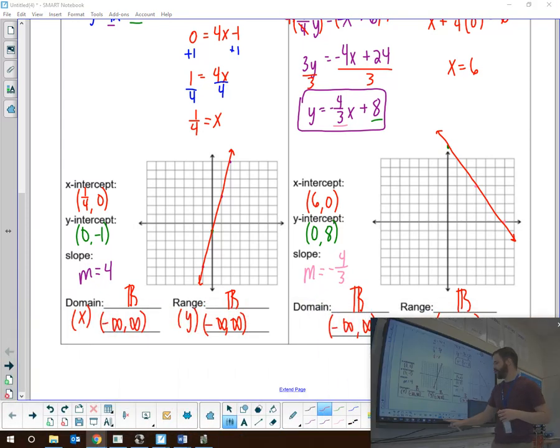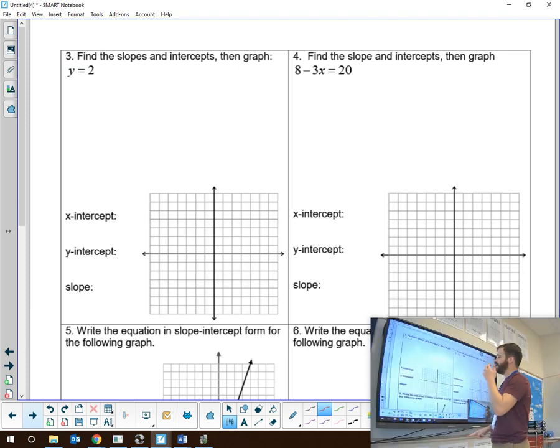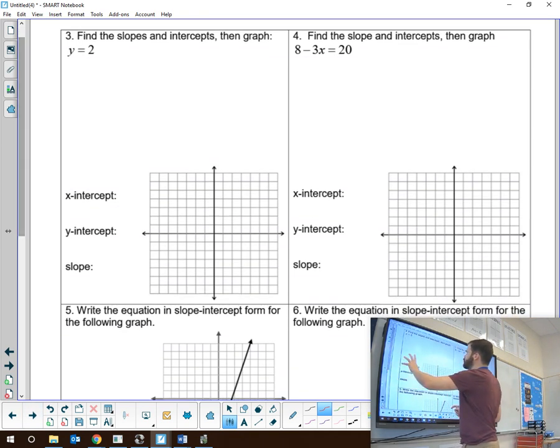Let's go ahead and turn that page. We're going to go through this pretty quickly, okay? So, find the slopes, intercepts, then graph. We're going to do both of these real quick. This first one, y equals 2. You'll notice I don't have an x in this one. I just have y equals 2. Well, y equals 2, it equals 2 all the way over here. This is a straight line.